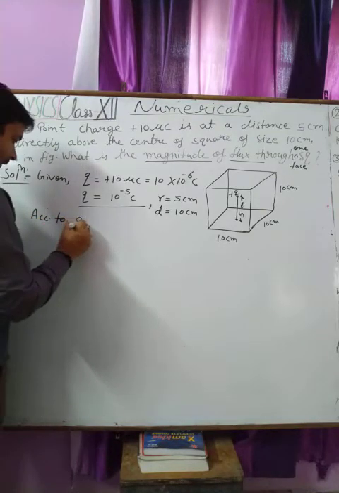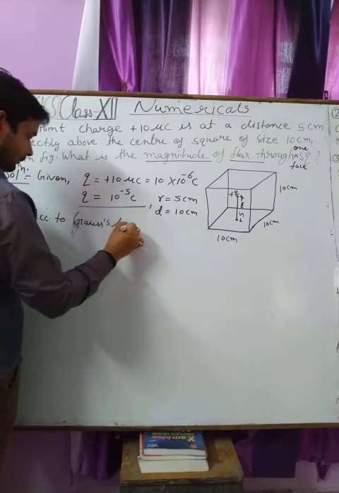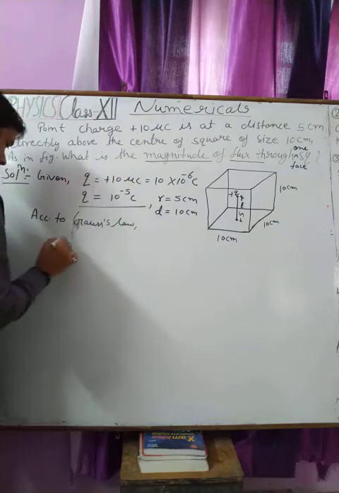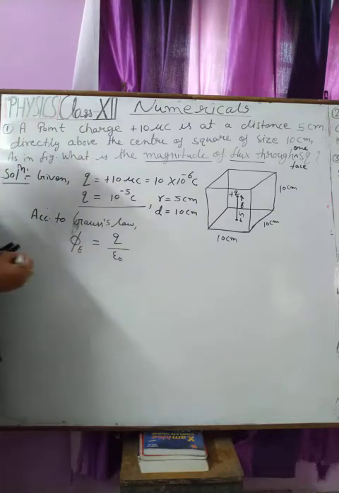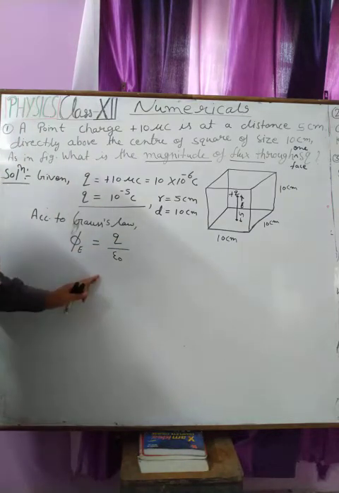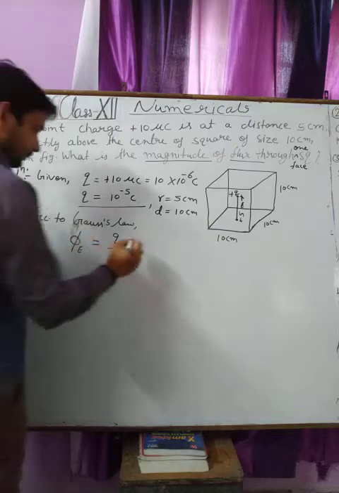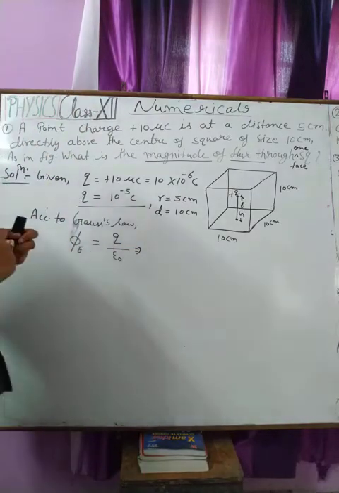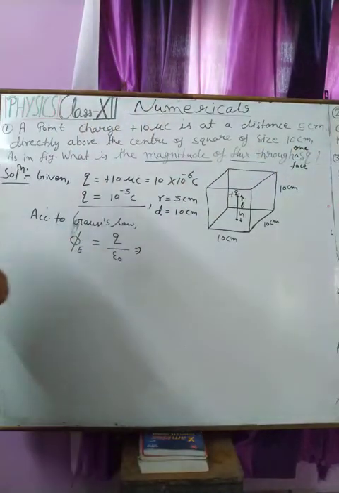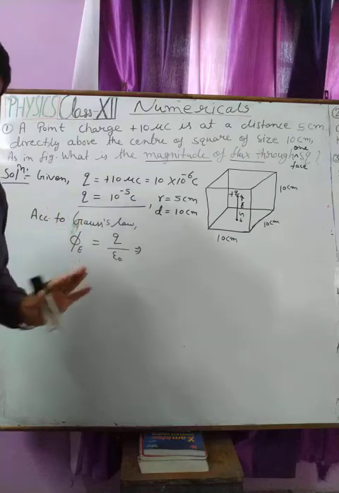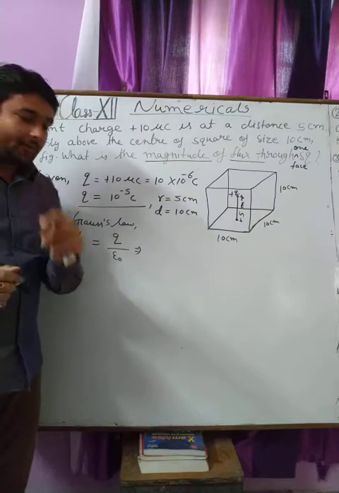according to Gauss's law, the flux passing through the surface is Q upon epsilon naught. That is, it does not depend on the distance, wherever it is placed inside the surface. Therefore, we need to calculate the flux passing through one face of a square. That is, a cube has 6 faces. We need to calculate the flux only for one face.